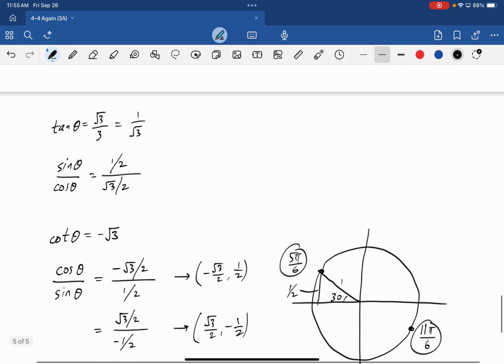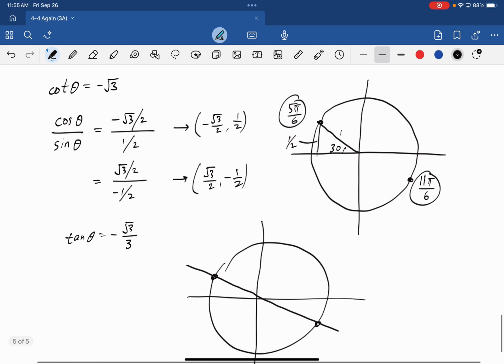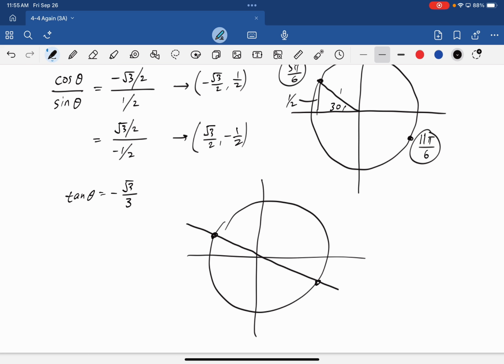Okay, any questions about finding sine, cosine, tangent, cotangent? Okay, you might see a question involving like secant, cosecant. That's pretty easy, right? You just change it to cosine. That's it.